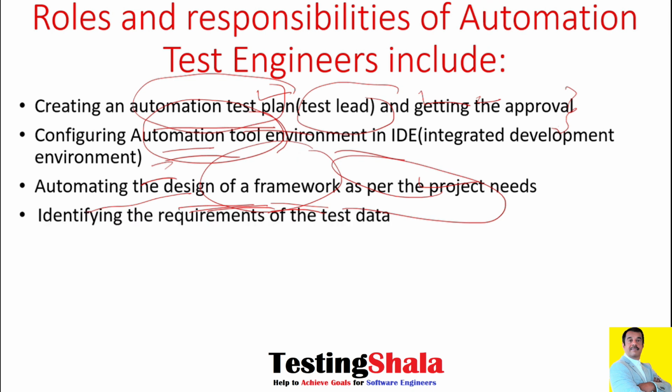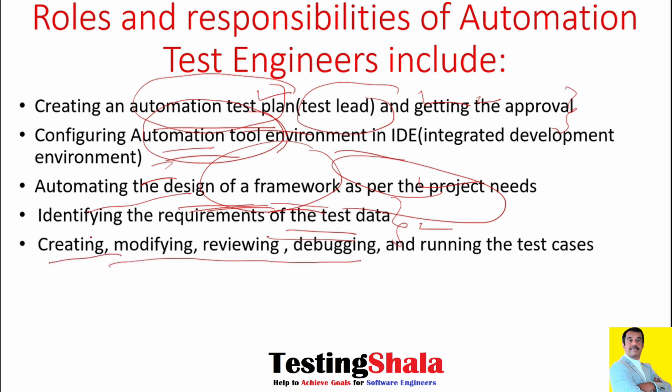The next important activity an automation test engineer should perform is managing the test data which is required to run the test cases as well. That is a key thing you should work on. Creating the test automation cases, and wherever they need to be modified, that also has to be done by the automation engineer, reviewing peer cases, debugging any failures, and running the test execution regularly. All these are roles and responsibilities of an automation test engineer.